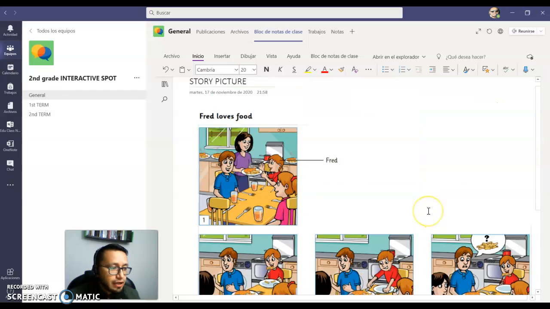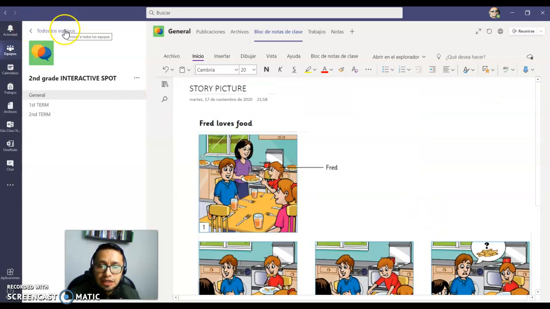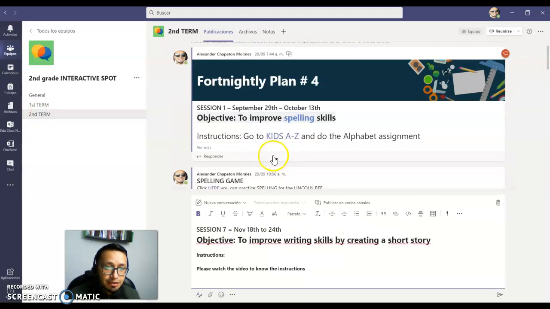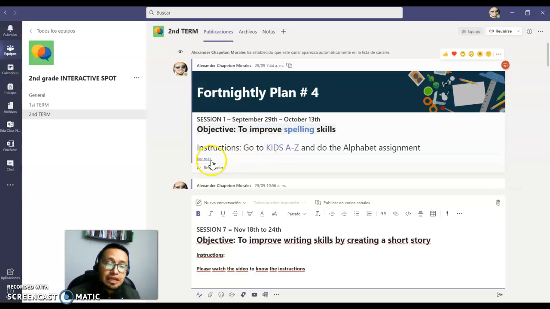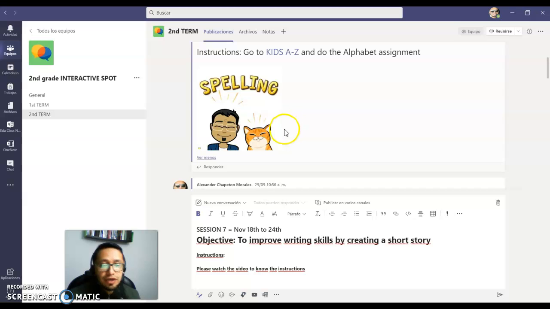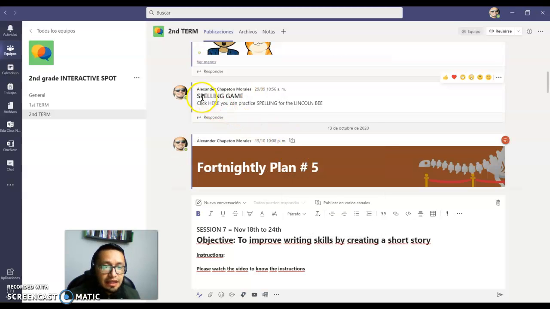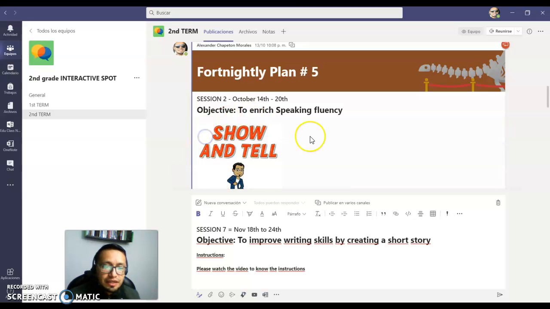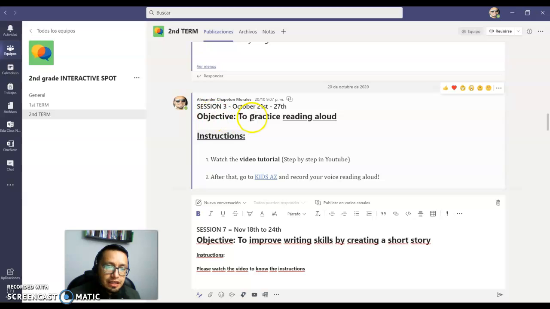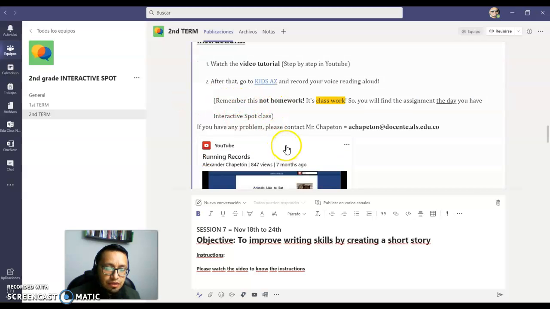So that's all. I hope you can check, as I was saying, please don't forget to check the second term assignments, all the activities that we have done during this term. So please, in your English notebook, you can write, let me see, Kids A to Z, an alphabet assignment. Oh, yes, I did. Tick. Then the spelling game. Did I play that game? Oh, yes. Tick. The show and tell activity. Did I do it? Oh, yes. Tick. The objective, reading aloud. Did I do the running record?